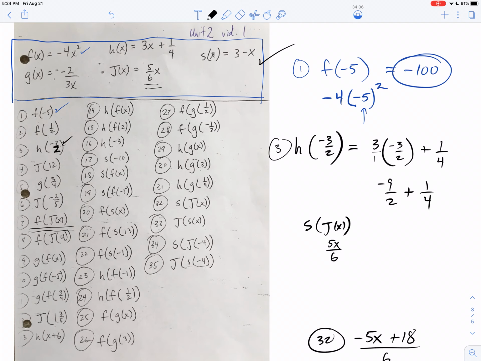What does s do for a living? S says 3 minus whatever it is that you gave me. And then this is what I mean. Hey, this guy's got a denominator of 1. This guy's got a denominator of 6. We'd have to get common denominators. So I'd have to multiply the bottom by 6 and the top by 6. That would give me 18/6 minus 5x over 6. And then they have a common denominator. I can put them together.